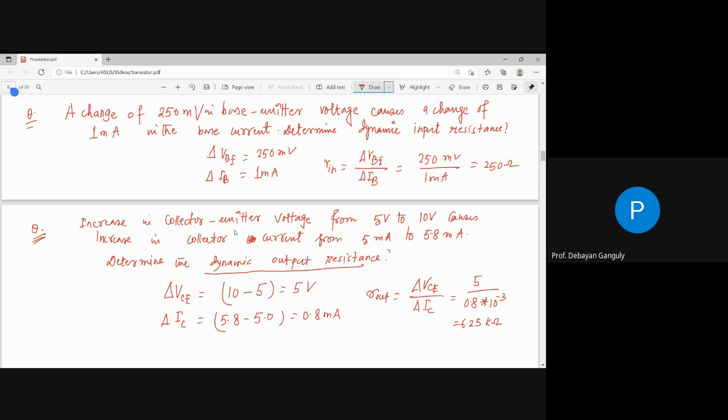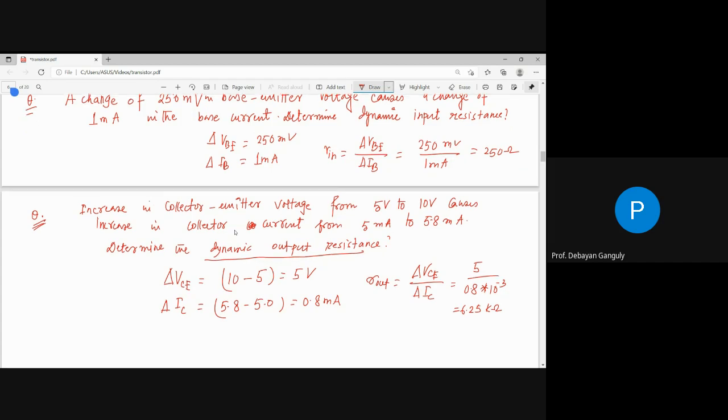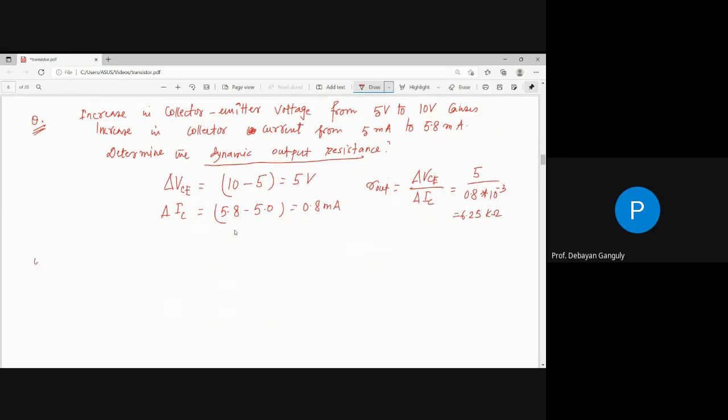So we will see lots of questions. The thing is that we can solve it like that. Simple questions they may give like that. If the value of IE is given as 5 milliampere, and the value of IC is 4.95 milliampere, you have to calculate beta DC.